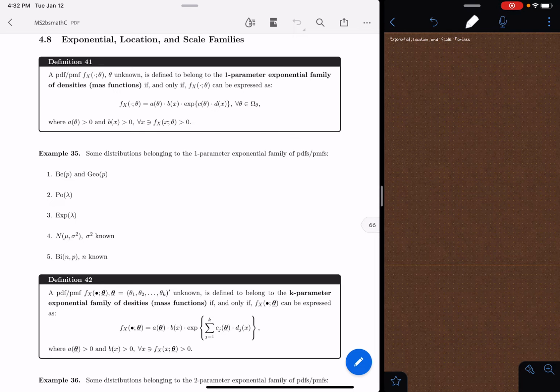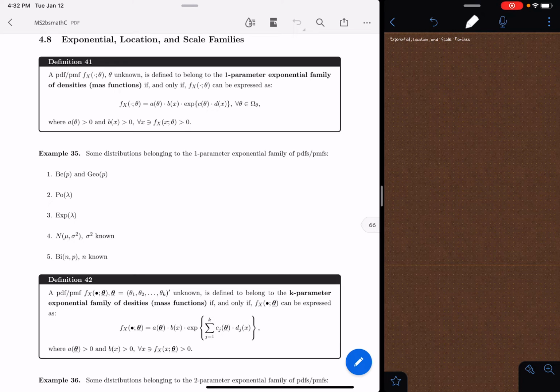So, what we will do is that given the density function or the mass function of the random variable, to know if that particular function belongs to the one parameter exponential family of densities or mass functions, we must be able to express the given density function or mass function as the product of these three expressions.